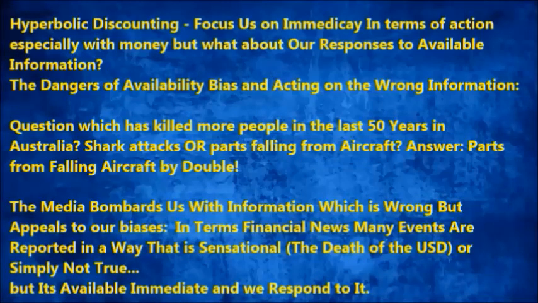All right, let's just go through these few points very quickly. Now, in terms of hyperbolic discounting, it basically focuses us on immediacy, okay? And we've seen that in terms of taking action, especially with money. But what about our responses to available information? Now, this is availability bias, and we've got a lot of information that is available to us. A lot of it is sensational, a lot of it is wrong, and we can actually be encouraged to act on the wrong information.